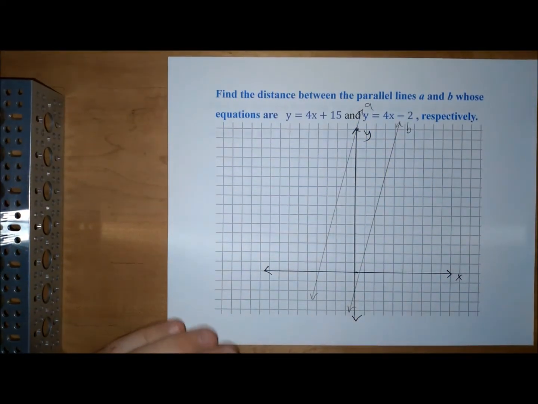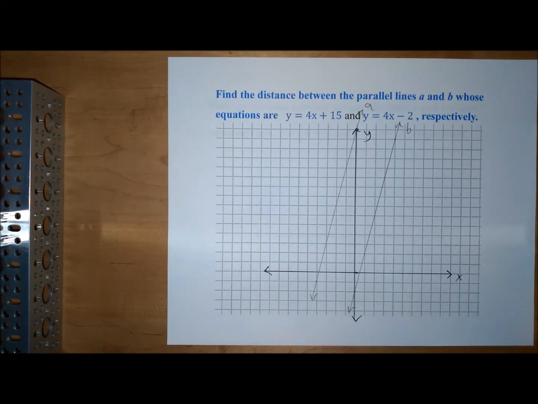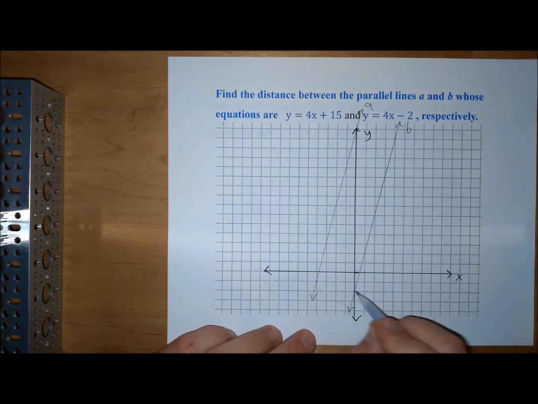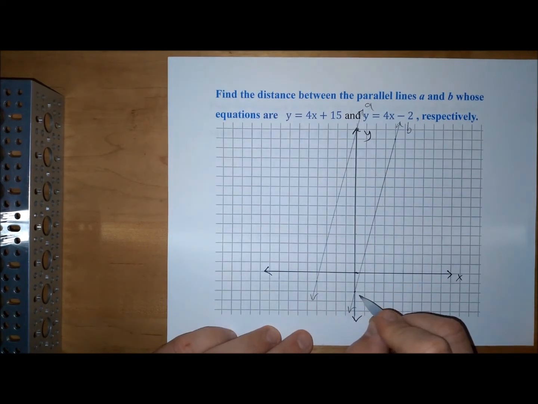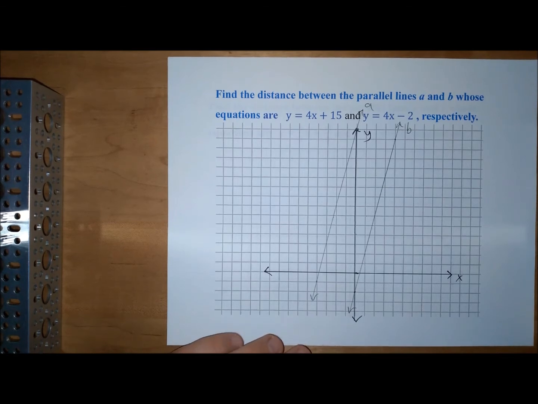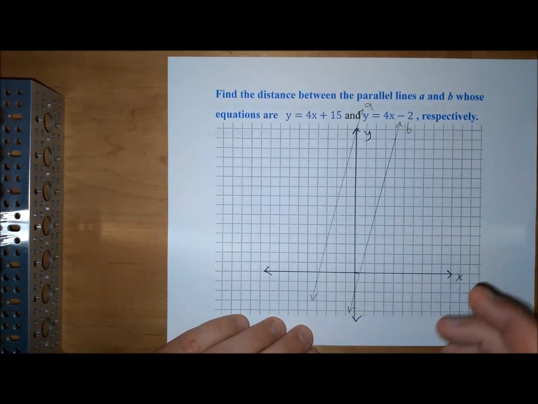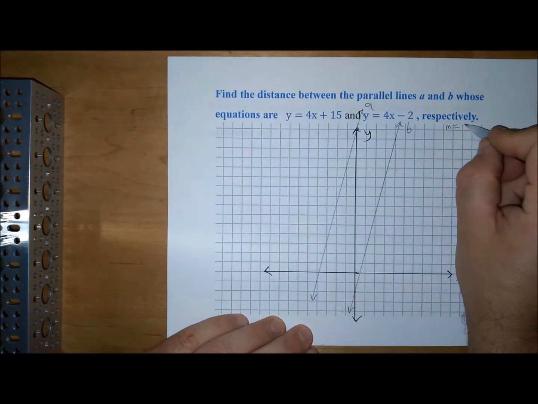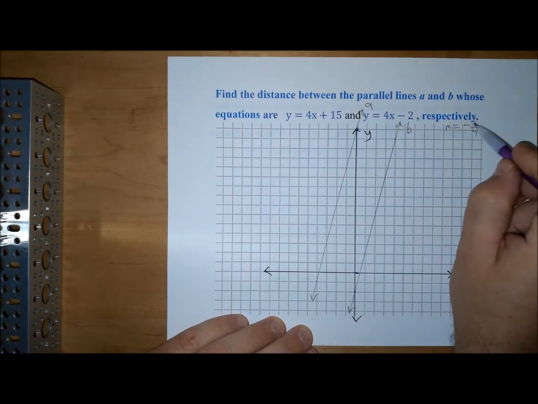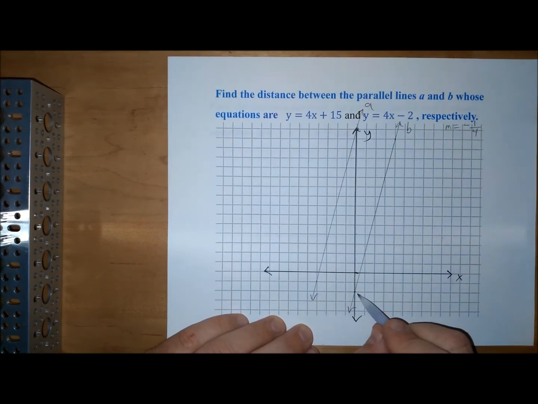Okay, so we want to find the distance between these two lines. We can just pick any point on either line and construct a perpendicular to the other line. The two logical points to pick out are this one and this one. I'm going to go ahead and use this one here, negative 2. And since our slope is 4, the slope of the perpendicular line we're looking for is the negative reciprocal of that. It's going to be negative 1/4. That means down 1 over 4.